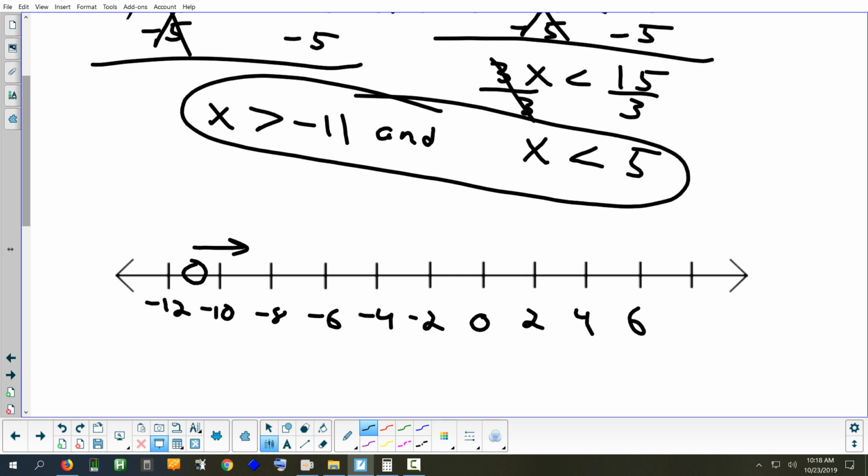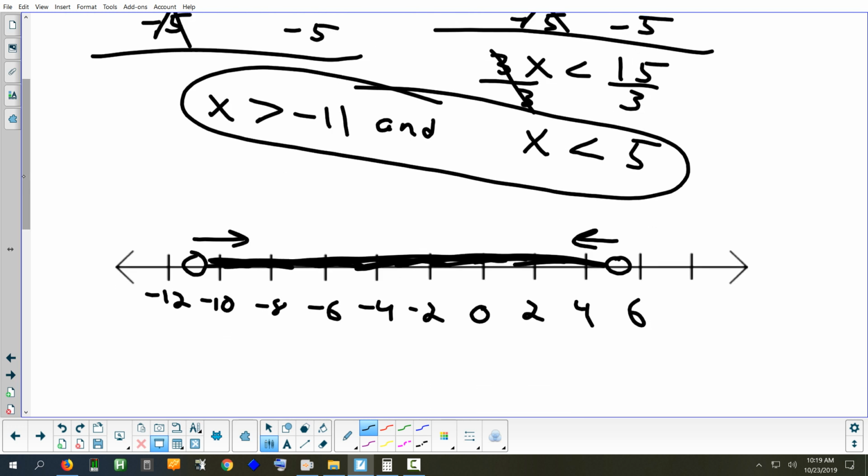Stephen, what kind of circle on 5? Open or closed? Open. Yep. And shade which way? To the left. Okay. So now I know I'm going to shade from this circle to the right and this circle to the left, and they're going to meet in the middle. And that's what it should look like. Okay. Any question on that one?